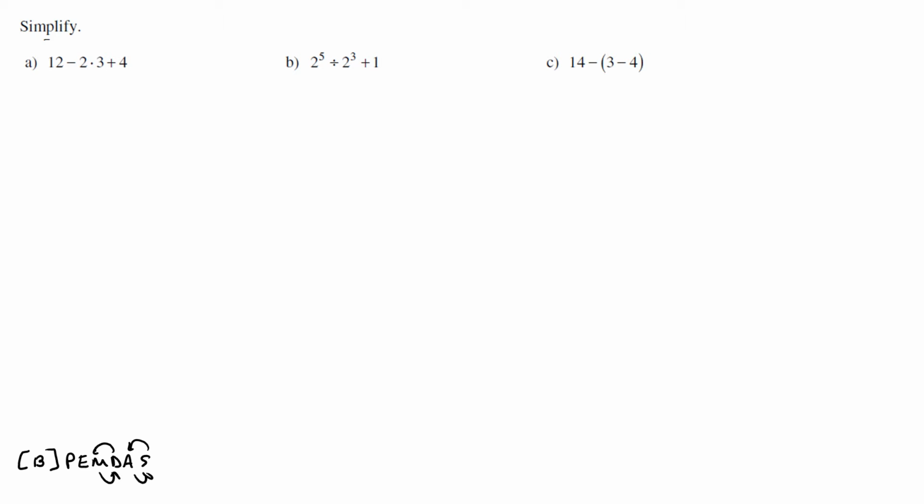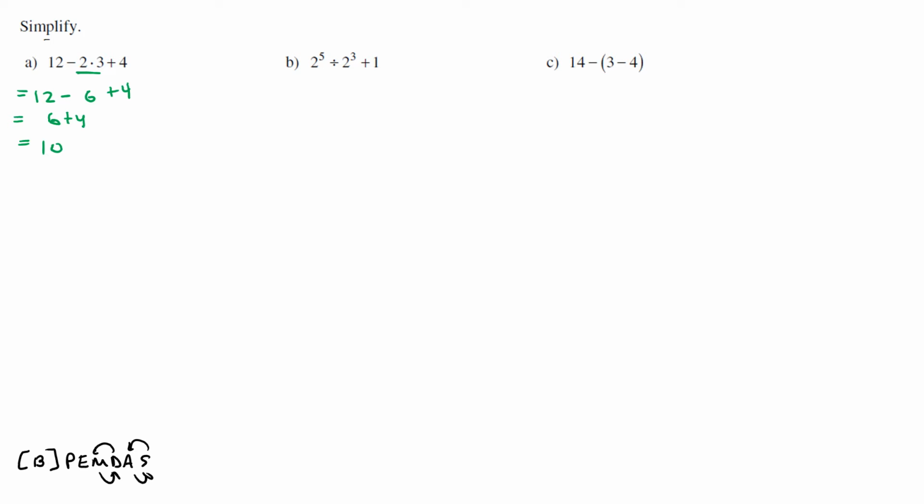So our first example here, we have multiplication, so that's going to happen first. So 12 minus 2 times 3, which is 6, plus 4. And then subtraction comes before addition here when we go left to right. So this is 6 plus 4, and then 10. So remember, when we do the order of operations, we go from left to right like reading a book, and then we do each one of these in order.